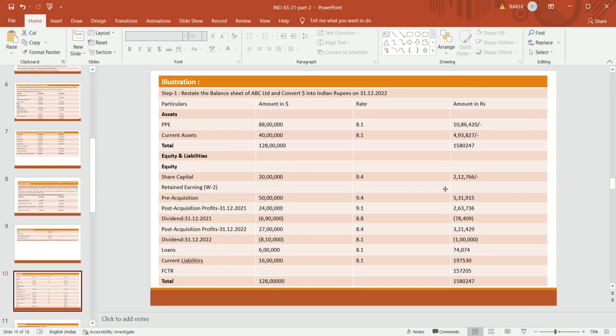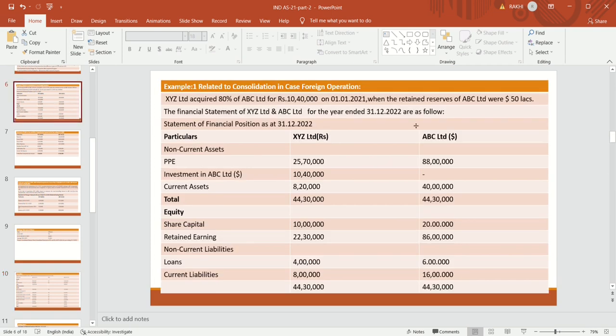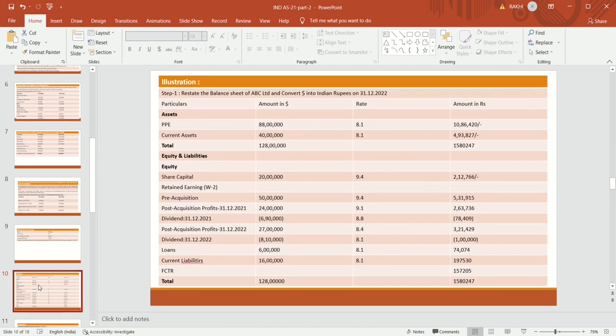Then retained earning. Pre-acquisition retained earning: it is already said in the question that the pre-acquisition reserve on the date of acquisition is 50 lakhs. That is the reserve on the date of acquisition of stakes. So on 1st January 2021, the reserve is 50 lakhs. That is the pre-acquisition reserve. It is translated at the date of acquisition rate, 9.4. We divide 50 lakhs by 9.4 to get 5,31,915.